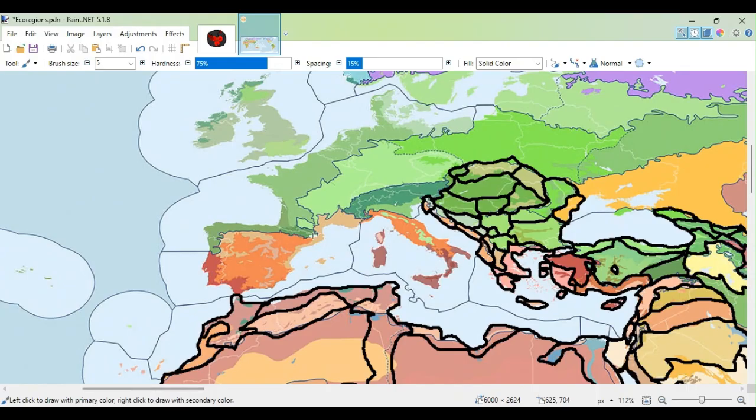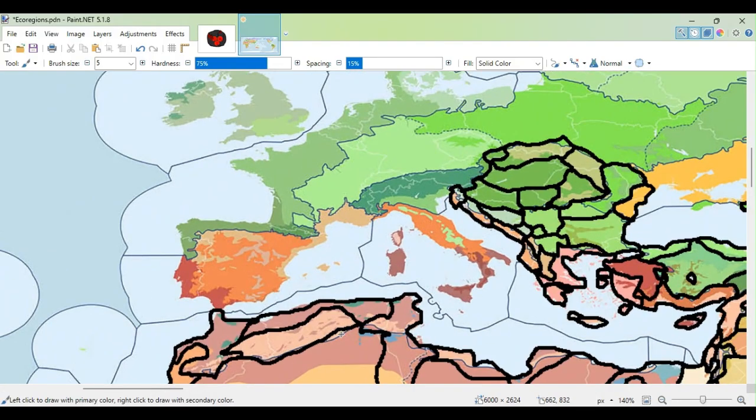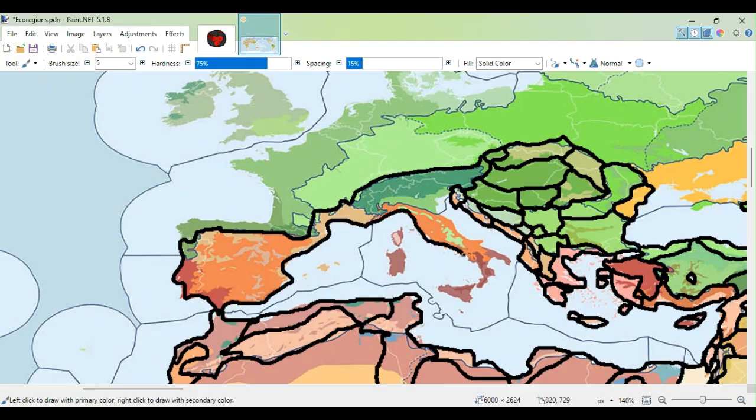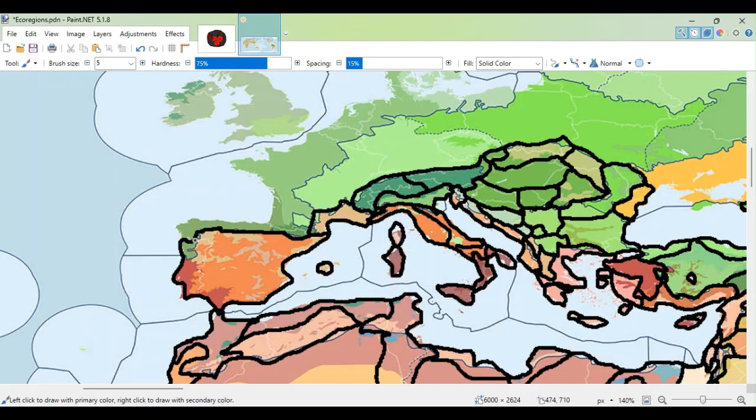But next is Spain, southern France, and Italy. Thankfully, here there's less people to offend. Okay, so this is Southern Europe. I honestly am way happier about this one.